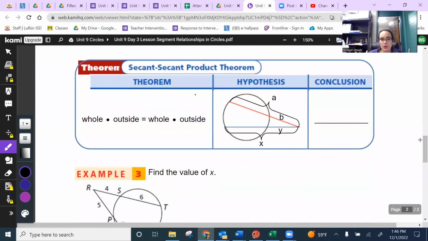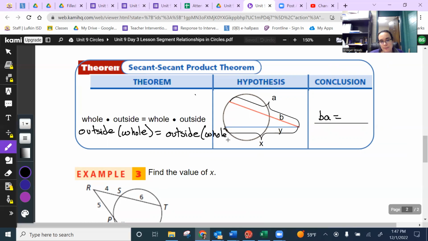So we've got a theorem with two secant segments. It says that the outside piece of a secant segment times the entire length of that segment, B times A, equals the outside of the other secant segment that is intersecting the original one times that whole secant segment. So y times x.